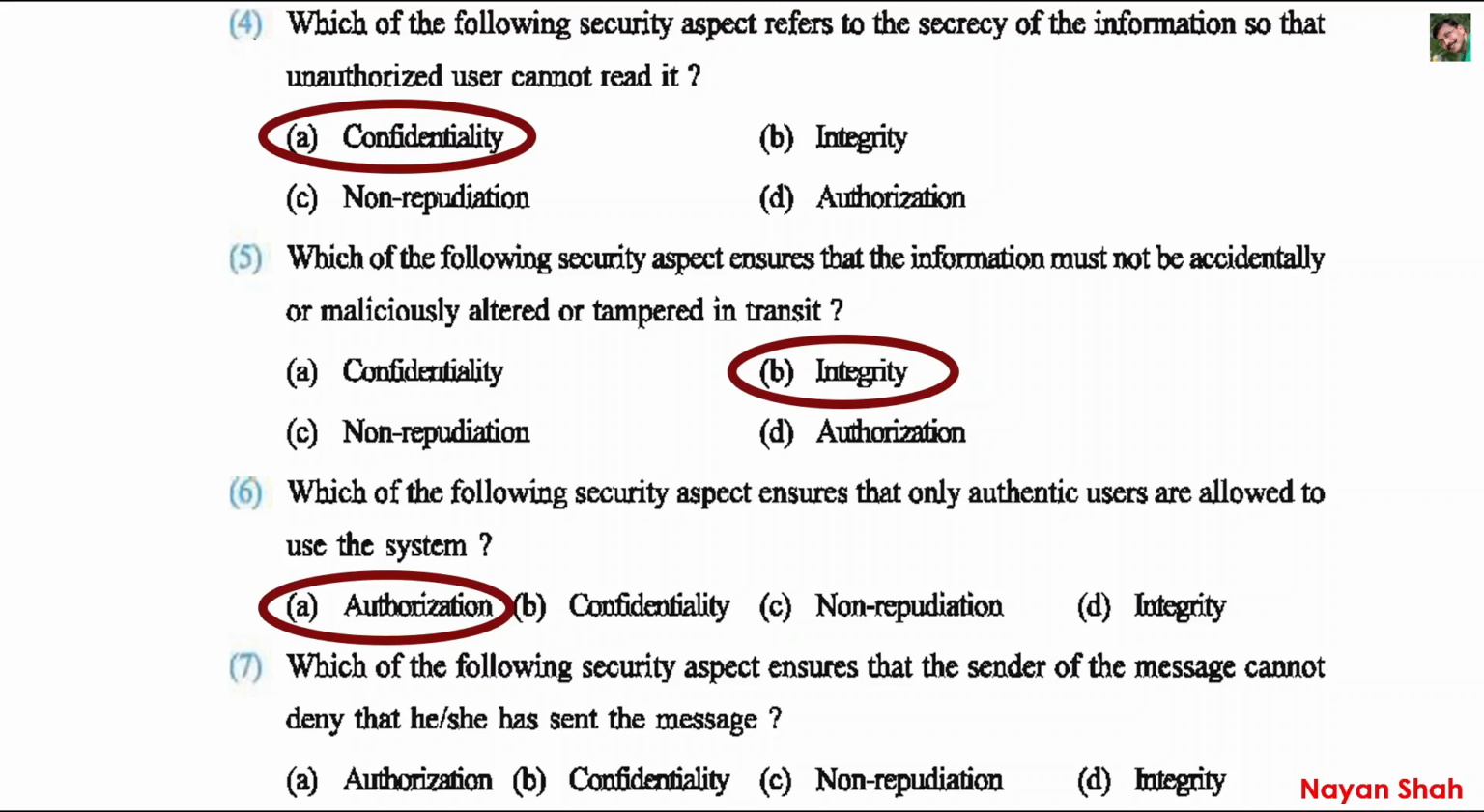Question number 7. Which of the following security aspects ensures that the sender of the message cannot deny that he or she has sent the message, and at the same time the receiver cannot deny that he or she has received the message? That is non-repudiation. So if you look at all these MCQs of chapter 5, that is MCQ 4, 5, 6, 7, these four are the security aspects of e-commerce and m-commerce: confidentiality, integrity, authorization and non-repudiation.